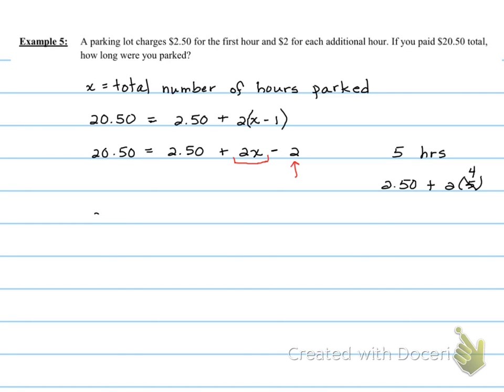So that's 20.50 equals 50 cents plus 2x. So 20 equals 2x and x equals 10. So I was parked for 10 hours.